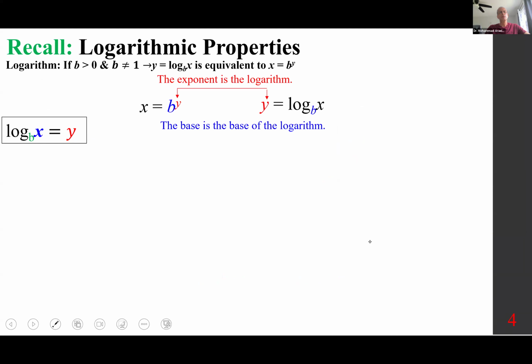What about logs? Reminding you that log x base b equals y is the same as saying x equals b to the power of y, where b is larger than 0, that means the base, and b is not equal to 1. So take a look at this arrow. This makes it easier. If you follow the arrow, log x base b equals y means b to the power of y equals x.